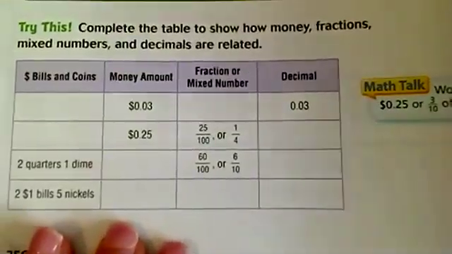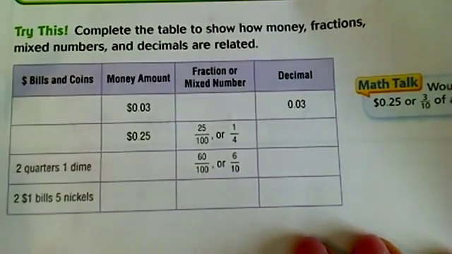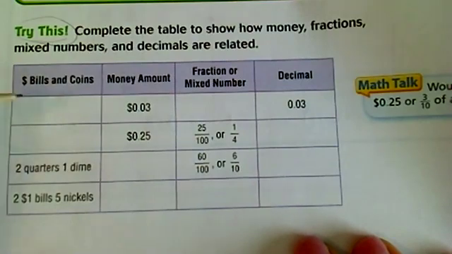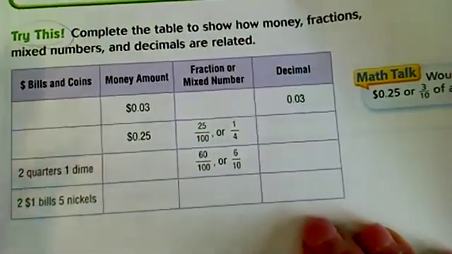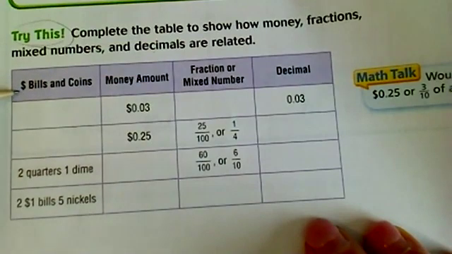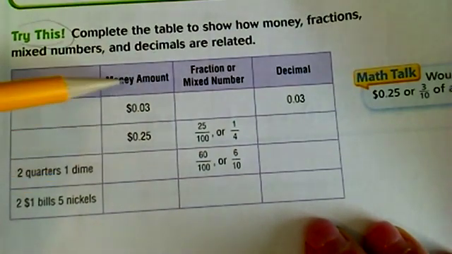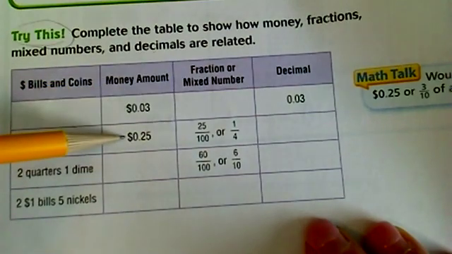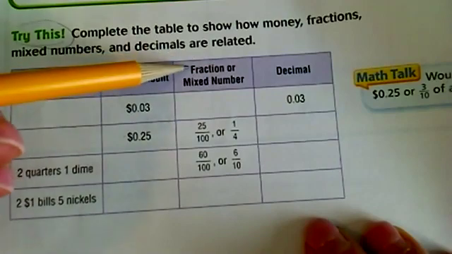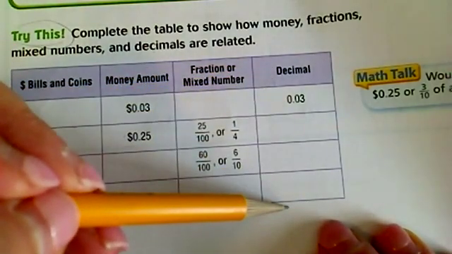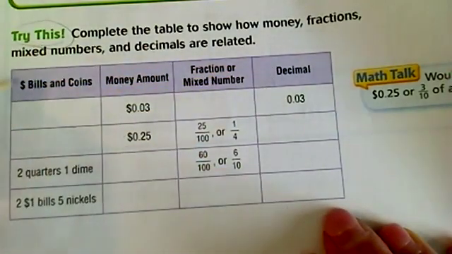Awesome. Let's see if we can fill in this chart together. This is kind of an interesting chart too. It says complete the table to show how money, fractions, mixed numbers, and decimals are related. So it's all of this together. Okay, so before I ever begin one of these charts, I just kind of take the whole big picture. This is asking for words. This is asking for bills and coins. This is asking for a money notation for me to write it so that it looks like money. It has to have the dollar sign. This column is asking for fractions or mixed numbers. And then this column is asking for the decimal number. Okay? And we're going to just get started.